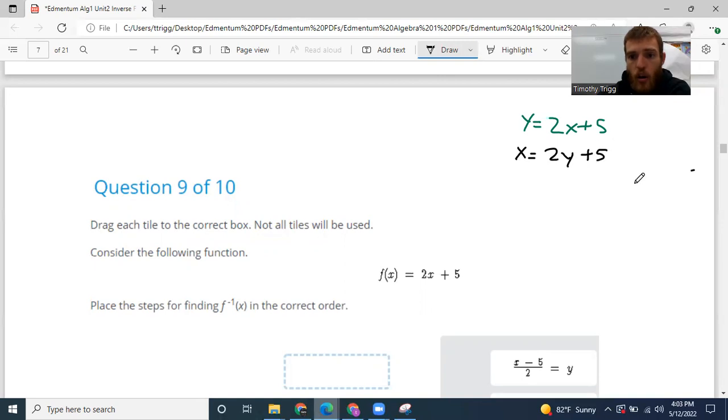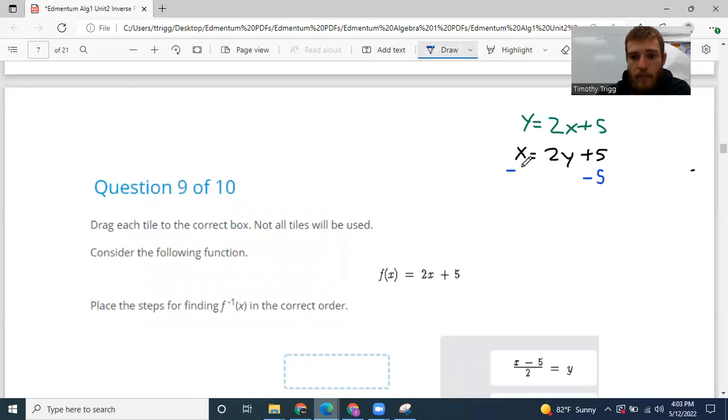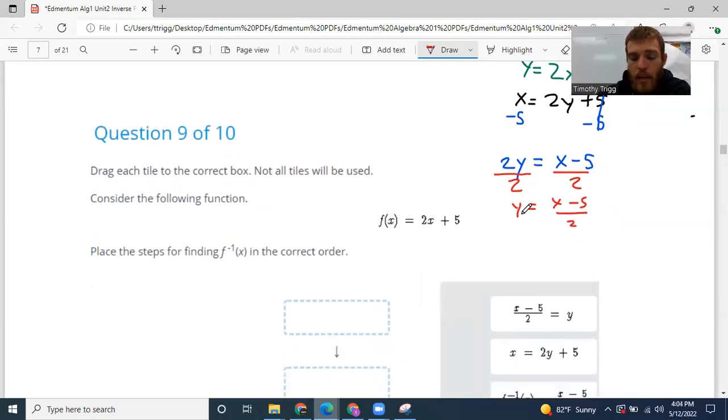My goal now is to solve for y. So here I'm going to subtract 5 from both sides of the equation. And I'm going to move my y's to our left side here, and the x minus 5 on the right. Lastly, to get y by itself, we're going to divide by 2 on both sides of the equation. And we have x minus 5 over 2. Lastly, replace y with f inverse of x equals x minus 5 over 2.